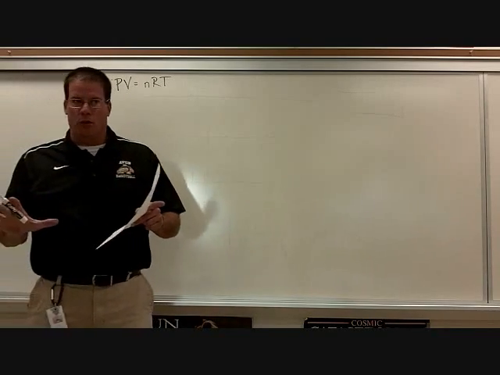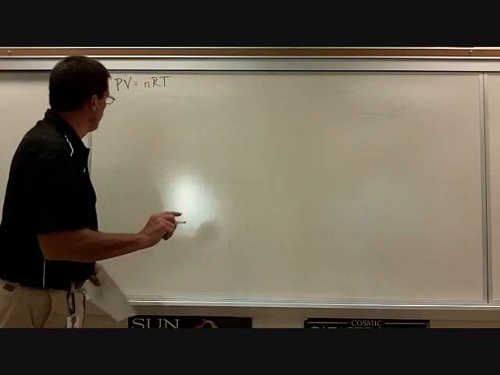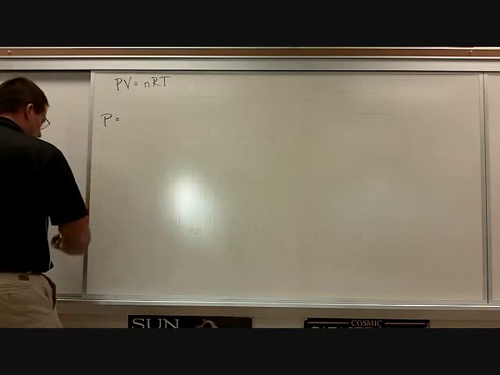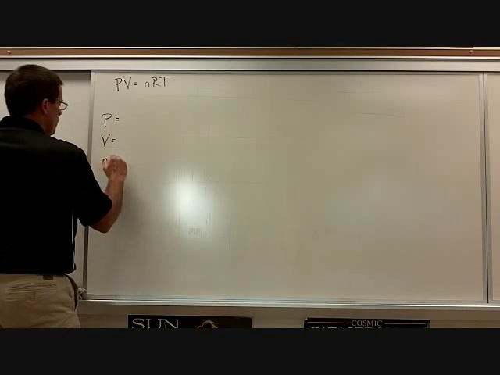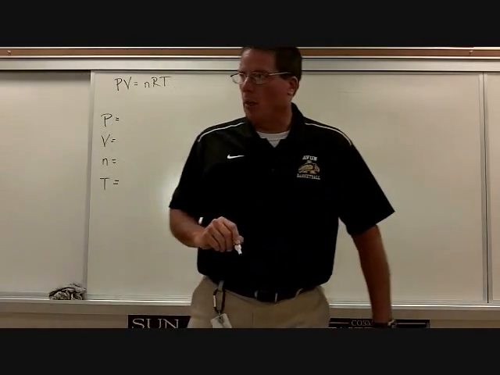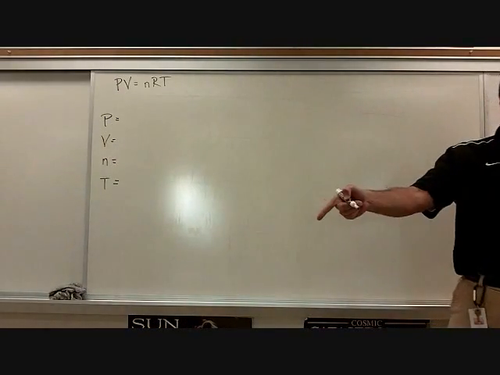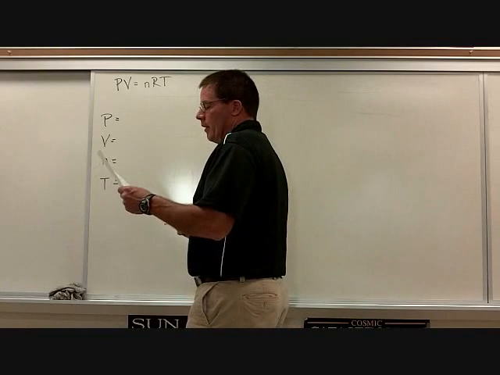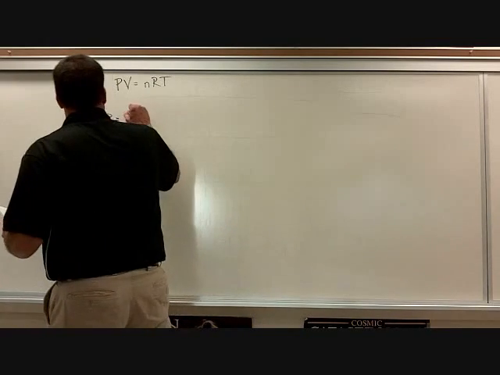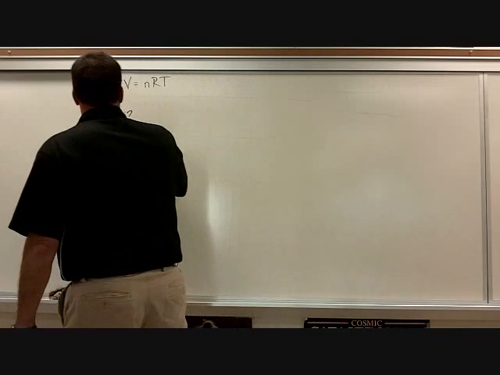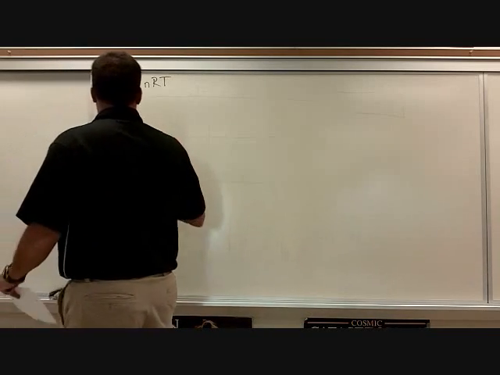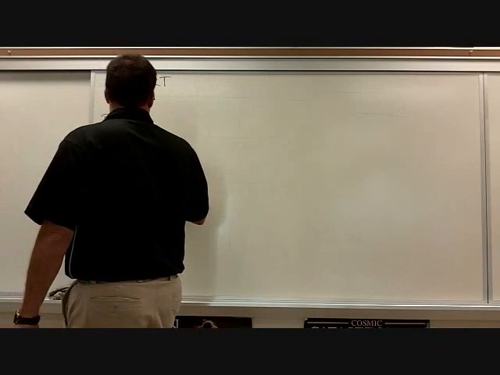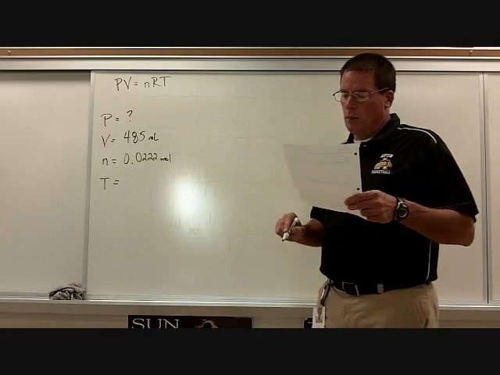Now, if you want to, I'm not requiring you to do this, but as an organizational type deal, you can always show the variables on the side that you know. Okay. Now, obviously, I'm not going to put R there since it's a constant, and your R is given on your equation sheet. We'll ask about that here in a moment. So the pressure is what we're looking for. It's a question mark. The volume is 485 milliliters. The number of moles is 0.0222 moles. The temperature is 20 degrees.